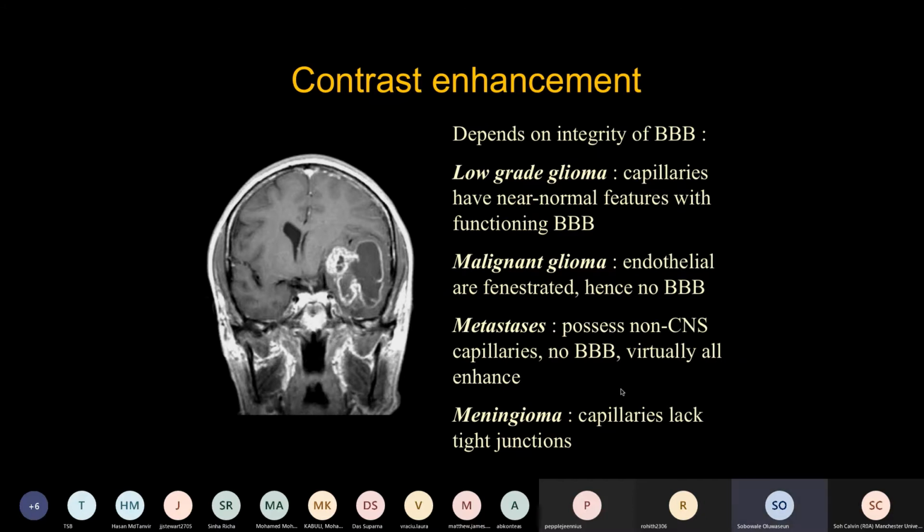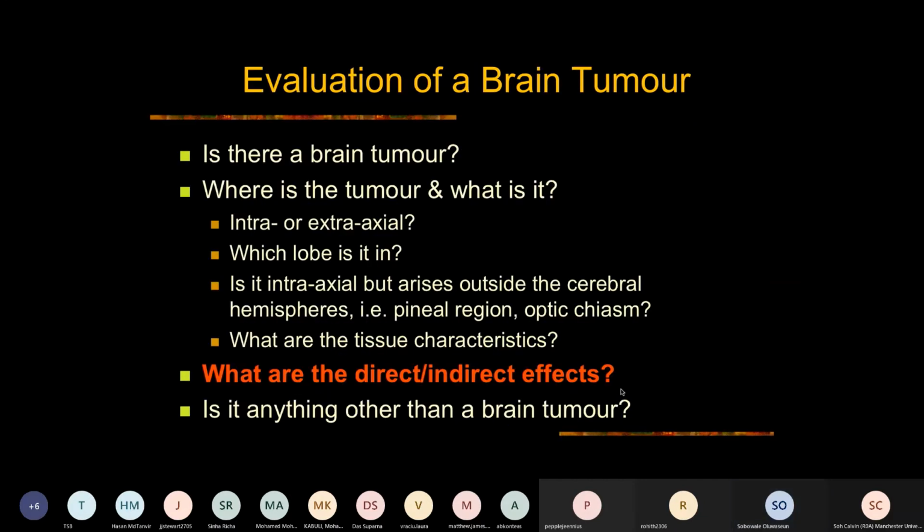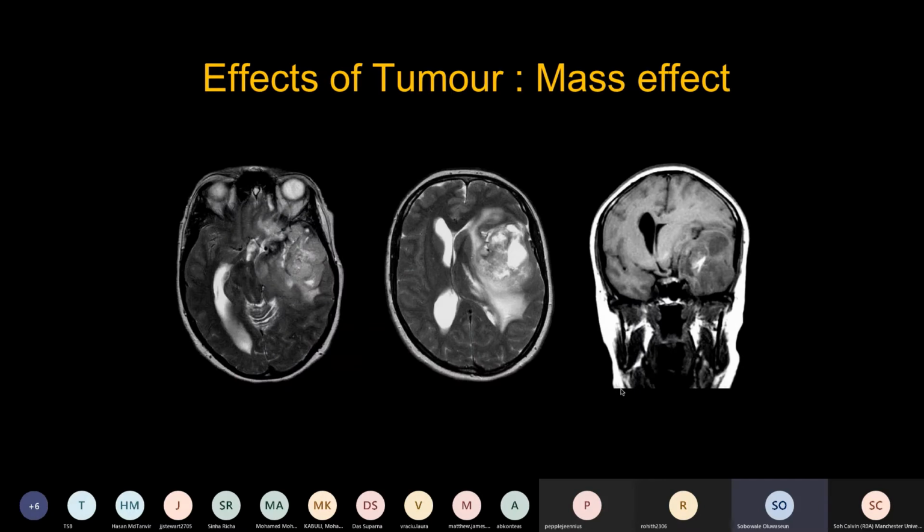Okay? In meningiomas, almost all meningiomas enhance. Unless it's heavily calcified, you cannot differentiate that. But once you know there's a tumor, and you know the location of the tumor, you need to know what you do with it, looking at the direct and indirect effects. So you've got mass effect. In this case, the massive expanding temporal lesion is compressing the brainstem, causing brainstem distortion.